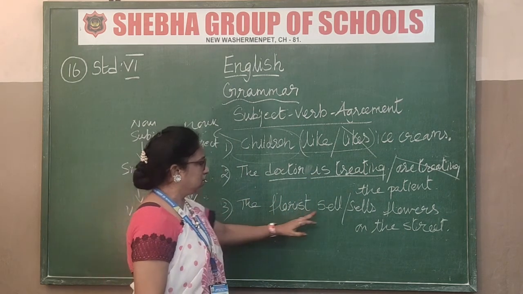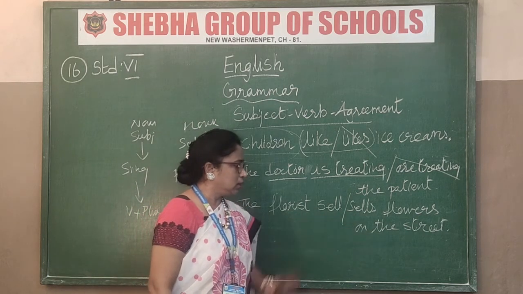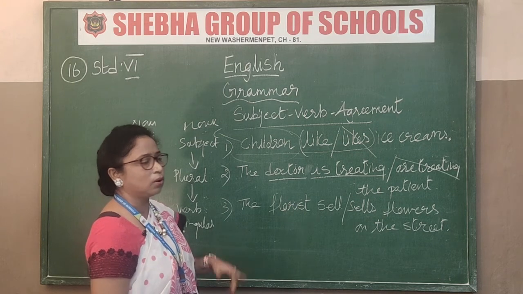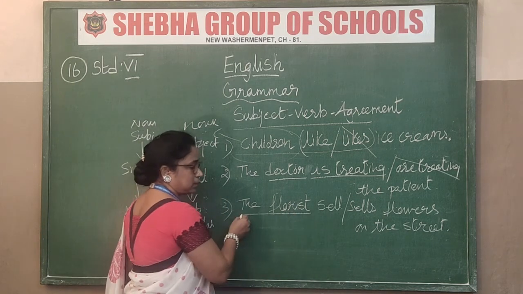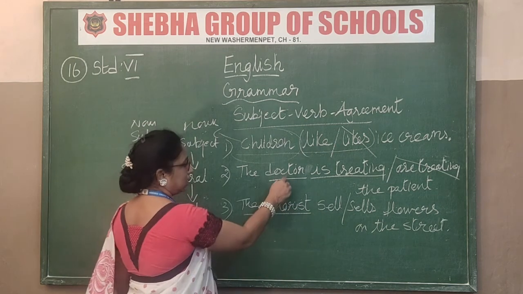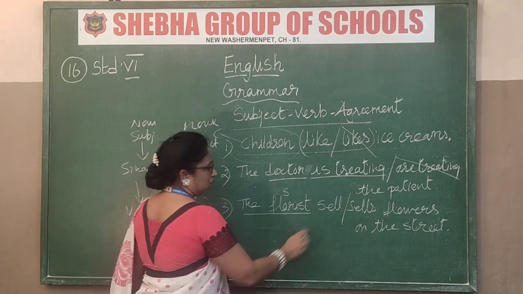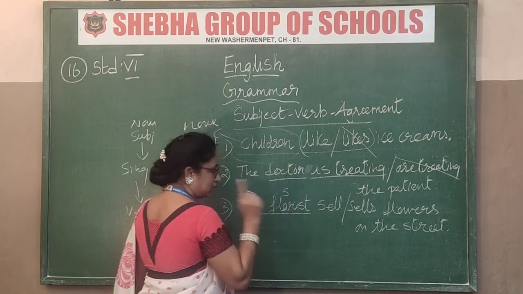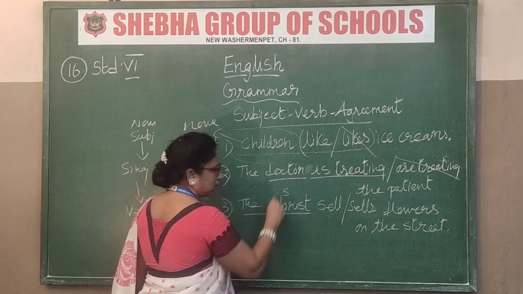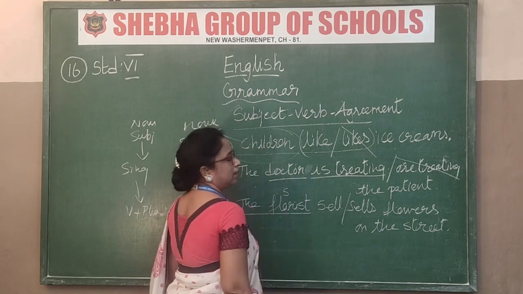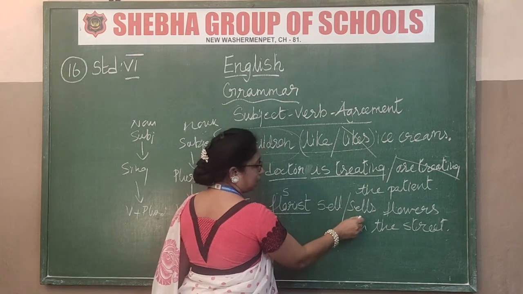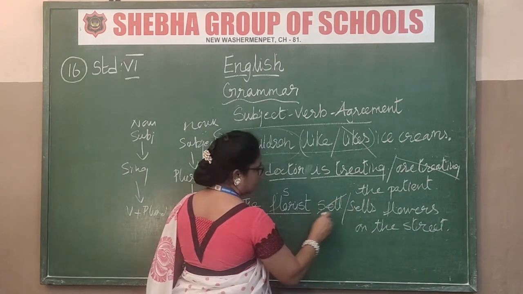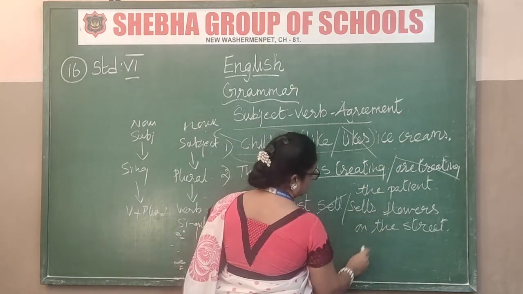The florist sell flowers on the street. What is it? Did I say it correctly or wrong? I said it wrong. Now what is it? The florist is how many persons? Singular. Again see that, like this only. The florist is singular, one person. Florist is singular, so the verb must take up the s form. So what is it? The florist sells. This is wrong. This one is correct. The florist sells flowers on the street.